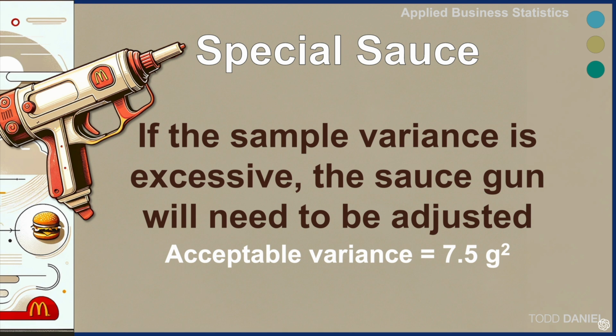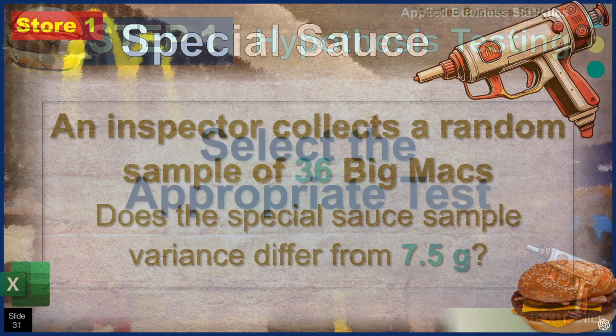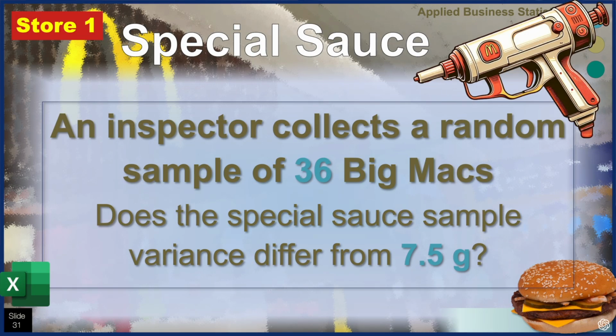Of course, if there's just a moderate amount of variance, that would be acceptable, so we don't have to make any adjustments. The acceptable value is 7.5 grams. So our inspector collects a random sample of 36 Big Macs and how much sauce was on each one. We want to know whether the amount of sauce from our sample variance differs from 7.5 grams.